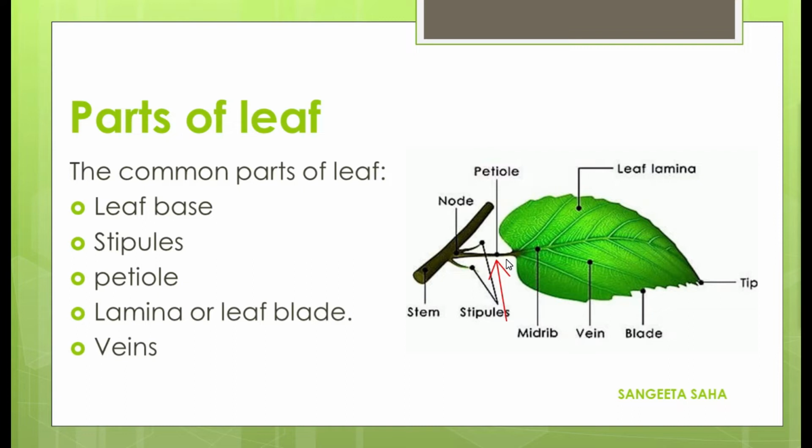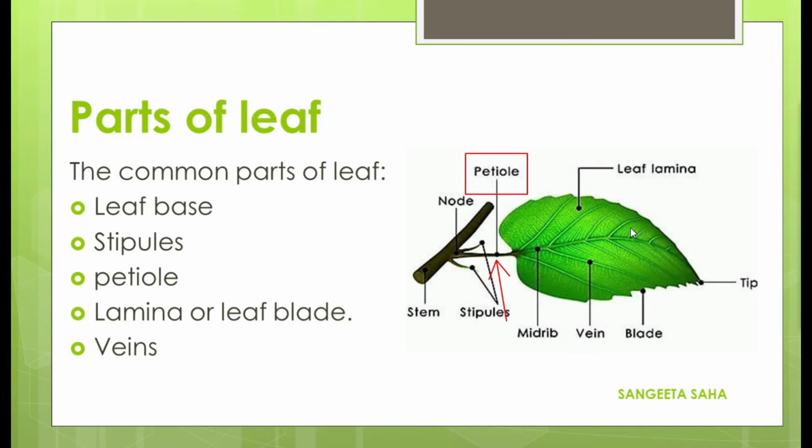Okay, now coming to the function of this petiole. The petiole helps to position the leaf in such a way that it can get sufficient sunlight. Moreover, its main function is to pass on the water and minerals produced in the stem to the leaf blade.